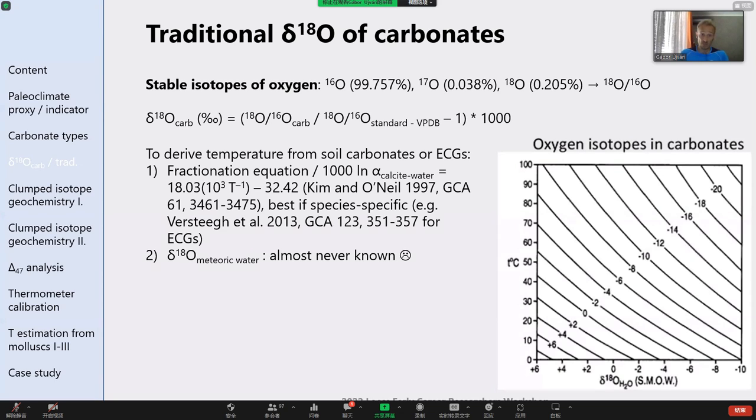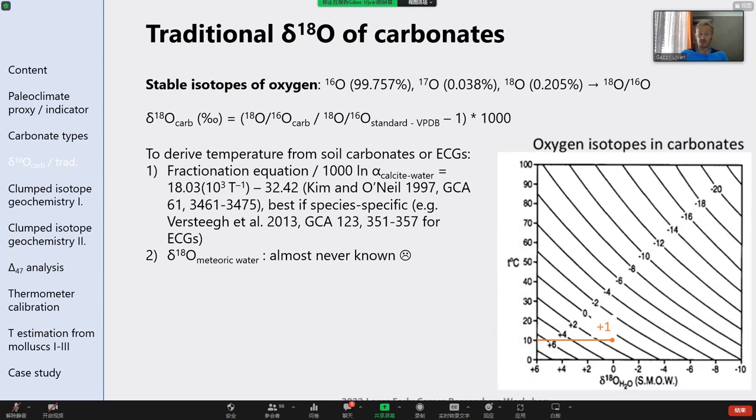The major problem here is that we actually almost never know the oxygen isotopic composition of past precipitation, and it is really hard to calculate these values. I would like to demonstrate this double dependence of the oxygen isotopic composition of carbonates in the right-hand side of this figure. This shows the composition of carbonates as a function of temperature and the oxygen isotopic composition of the environmental water from which the carbonate precipitated.